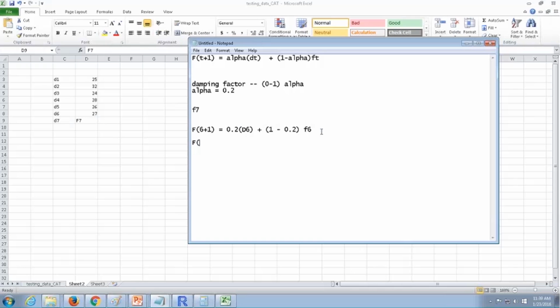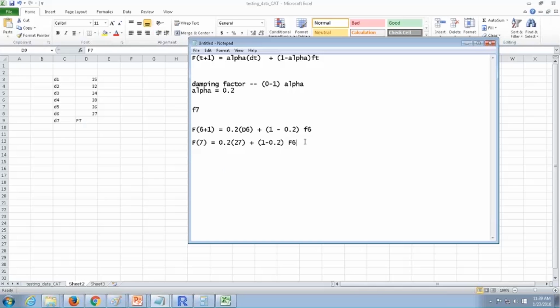So F of 6 plus 1, that is F7, is equal to 0.2 into 27 plus 1 minus 0.2 into F6. Okay. So in order to get the F7 value, what is the value that I need to find? I need to find the value of F6, right? If I know the value of F6, then I can get F7, the forecast, right? So now I need to find how I am going to get F6.